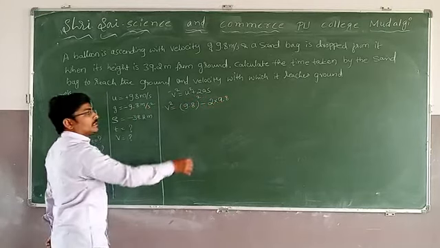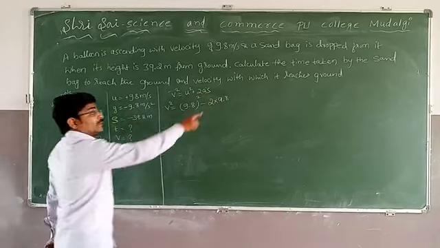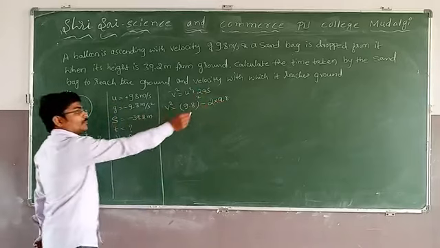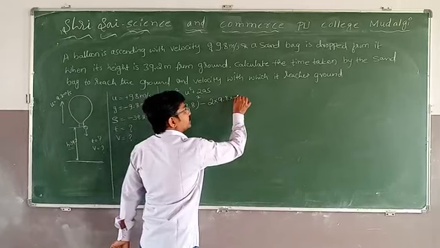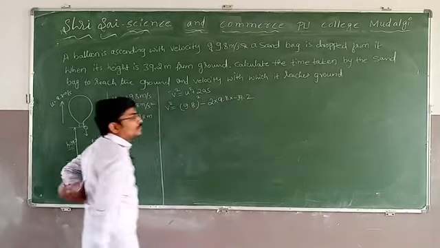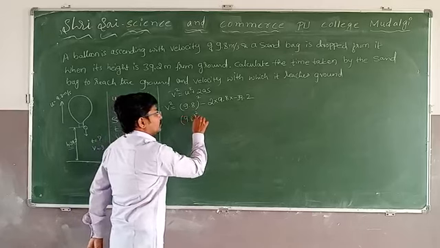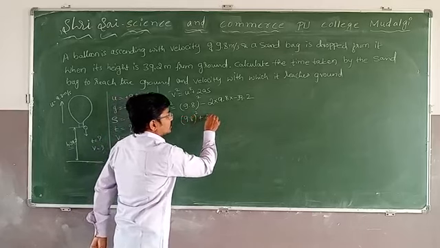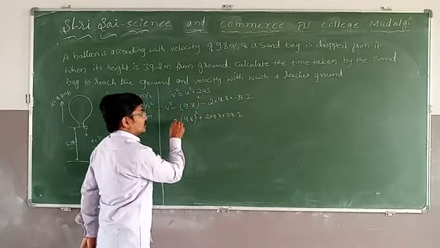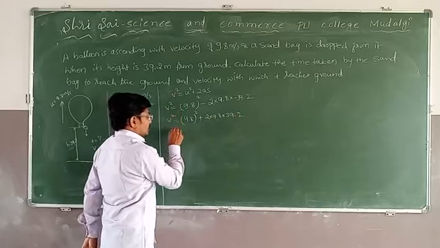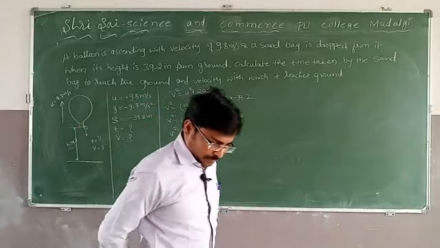Why is it minus sign? 2 as it is. A means it is G. G is 9.8, but always negative. Therefore, I put the minus sign here. What about S? Minus 39.2. See here, 9.8 whole square plus 2 into 9.8 into 39.2, V square. If you simplify, final answer, please check it.